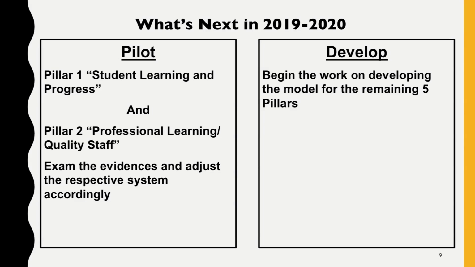Once we finish the process of Pillar 1 and Pillar 2, we turn it over to the teachers to give us the metrics they desire. We'll formulate that and pilot this community-based accountability model next year in our 2019-2020 school year. At the same time, starting in the fall, we'll start looking at our other 5 pillars to see if we can start generating the community-based accountability model for those 5 pillars.